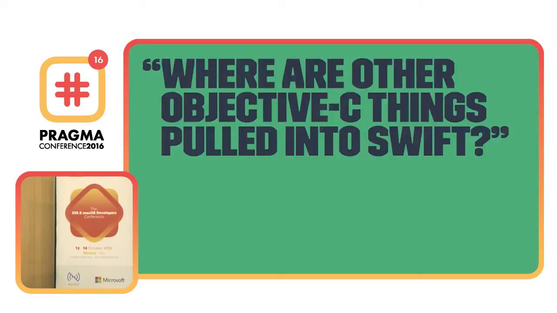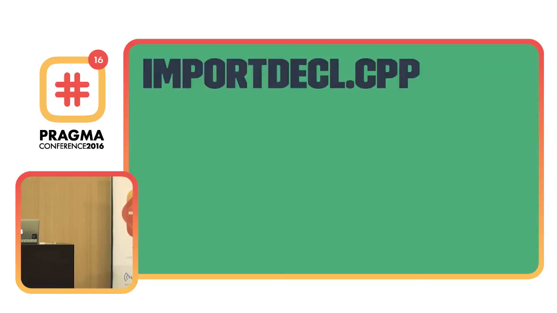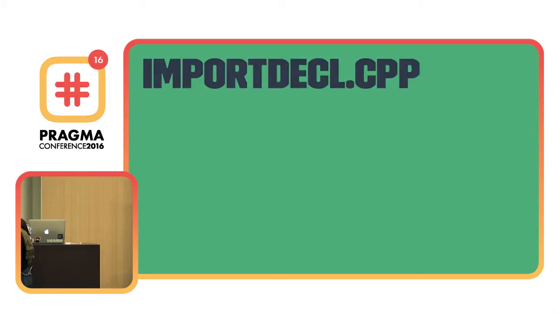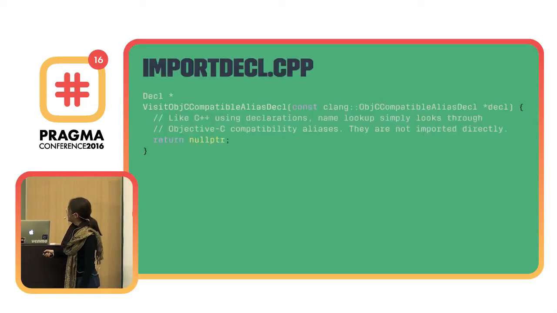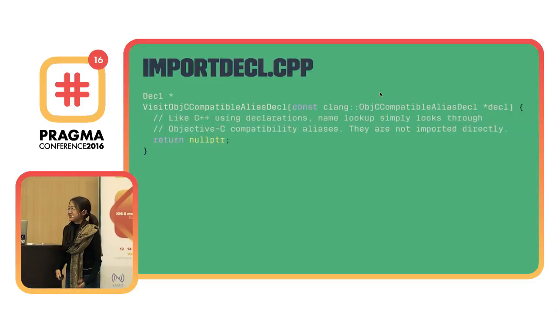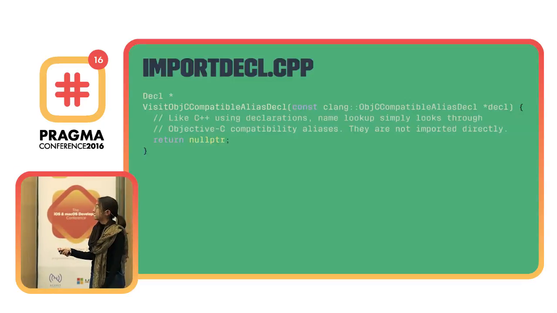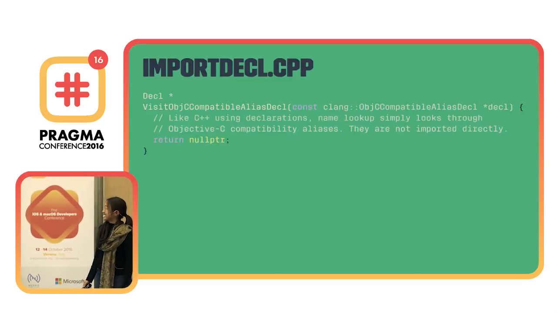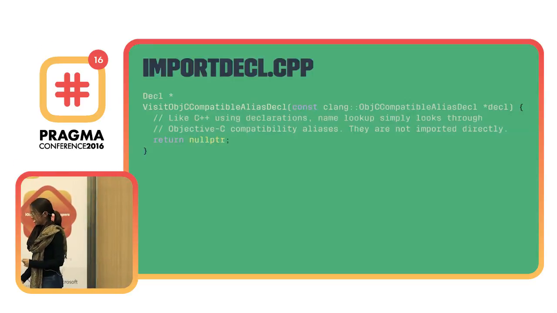declaration.cpp, C++. If you look there, I found this empty function called visit ObjC compatibility alias declaration, and it was returning a null pointer. Of course it wasn't being imported as a type alias, right? It's just being completely ignored. So that's how I found where I'm supposed to be rewriting this code. So that's a good start.